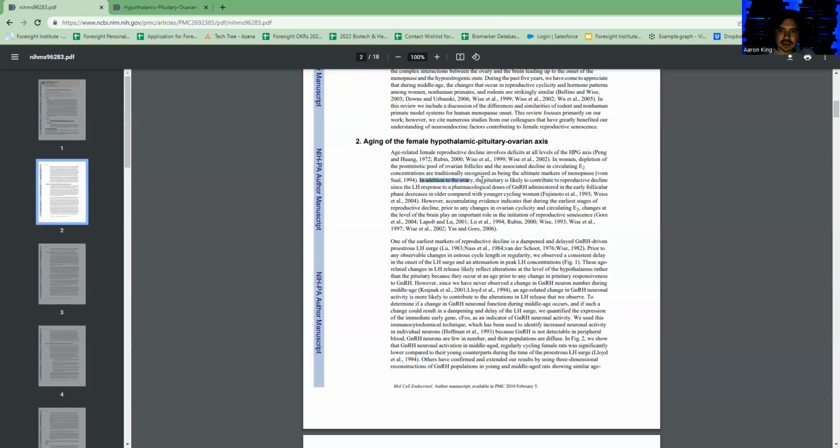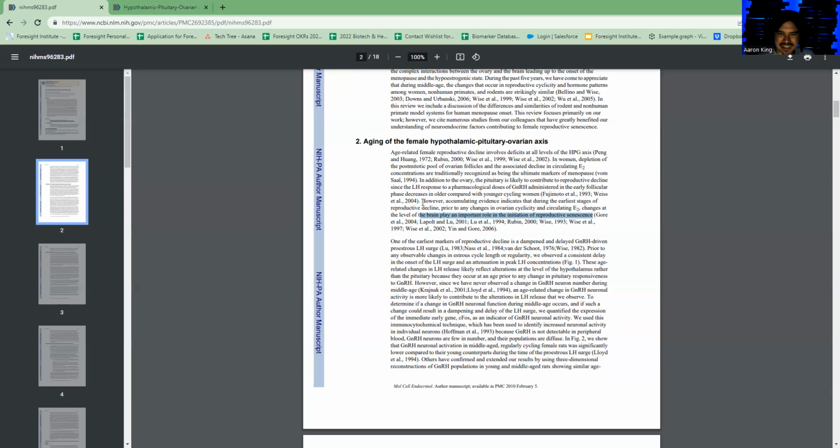Anyway, the pituitary is likely to contribute to the reproductive decline, since LH response decreases in older compared to younger cycling women. Accumulated evidence indicates that during the earliest stages of reproductive decline, prior to any changes in ovarian cyclicity and circulating hormone levels, the brain plays an important role in the initiation of reproductive senescence. Wait, hold on.